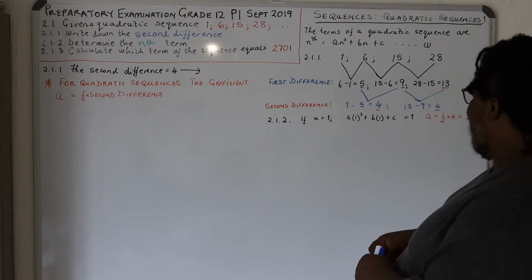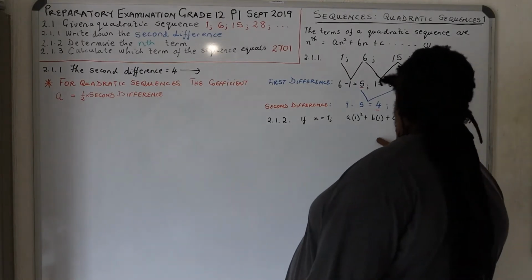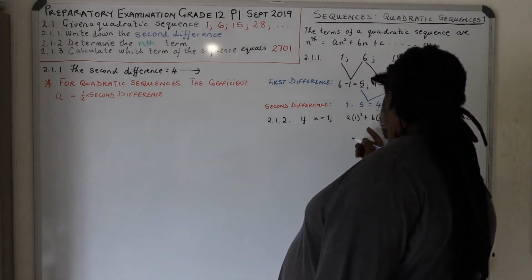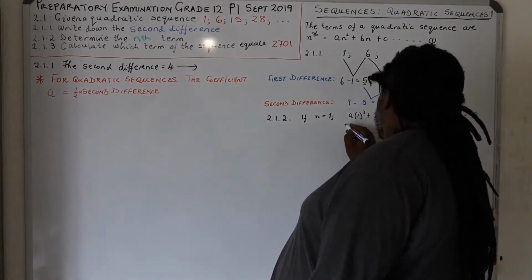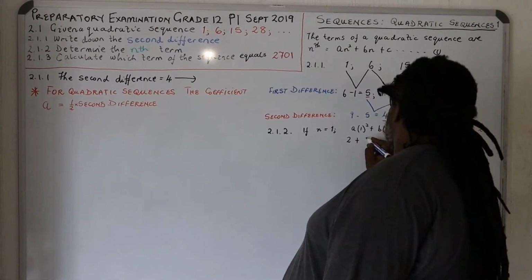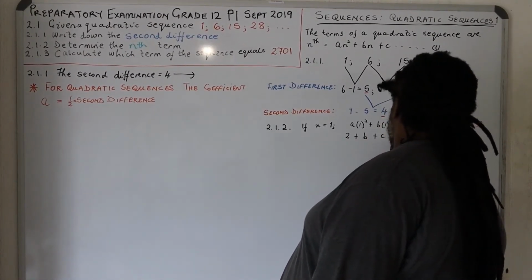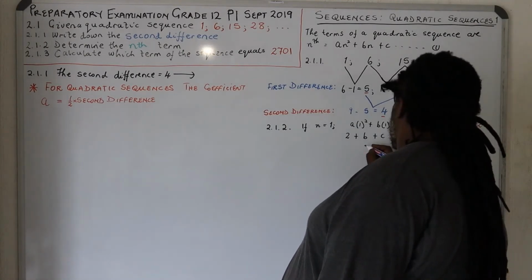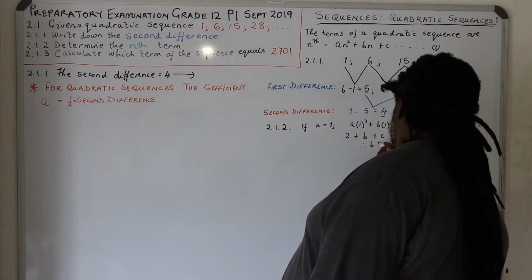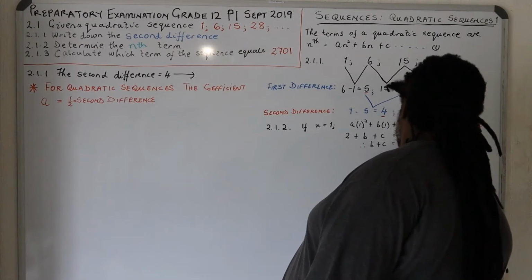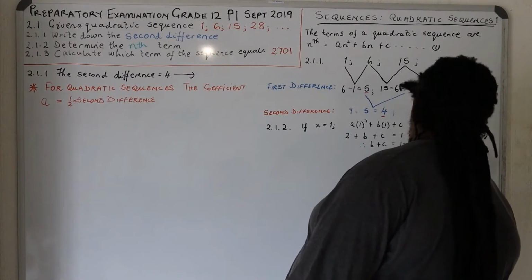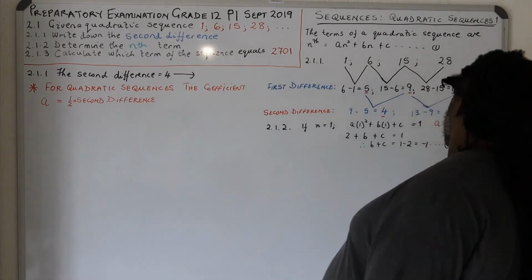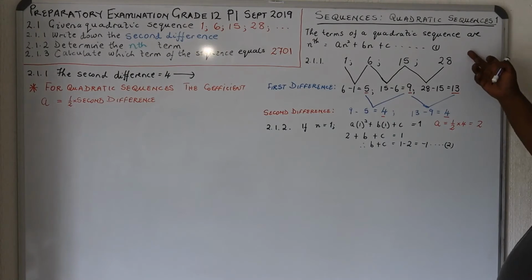So in other words, we are then saying 1 squared is 1 times A, which is equal to 2, gives us 2 plus B plus C equals to 1, and therefore B plus C equals to 1 minus 2, which is equal to minus 1, and that gives us equation 2. Just numbering from there so that you understand where this is coming from.